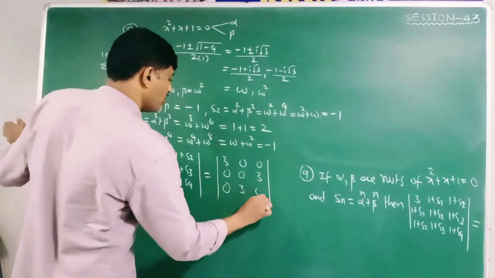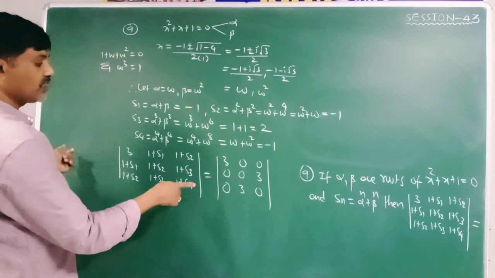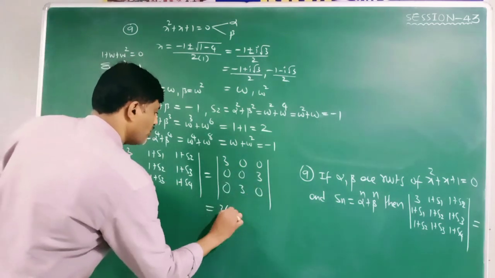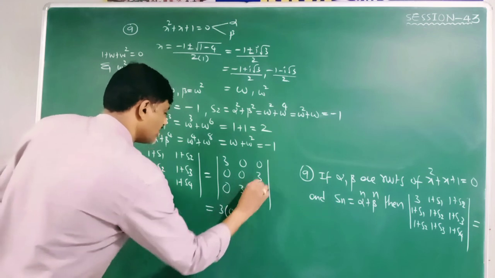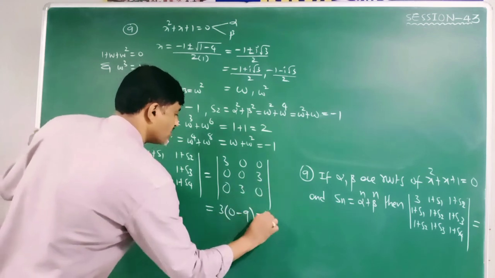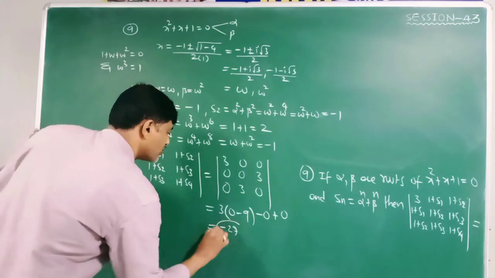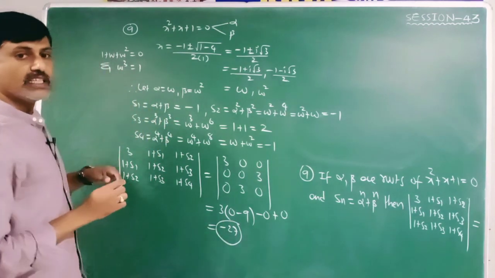This is also 0. Yes, you know very well how to expand this determinant: 3 times 0 minus 3, 3 3s are 9. Next minus 0 into something, 0, plus 0 into something, 0. This value is equal to minus 27.